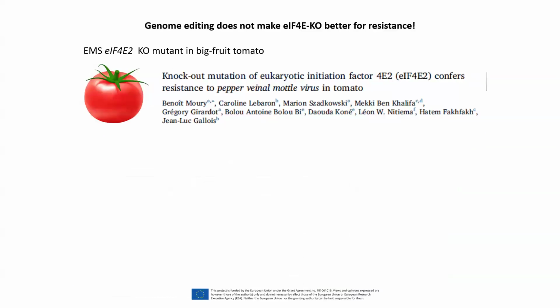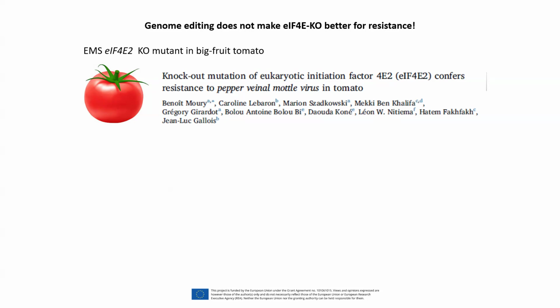And so the first idea was, what can we do if such resistances have not been selected during domestication? And the obvious idea is if you inactivate the gene, you will get resistance. For example, we knew that if you inactivate eIF4E2, one of the genes encoding a translation initiation factor, in big fruit tomato, you would have a resistance to a few isolates of potyviruses.